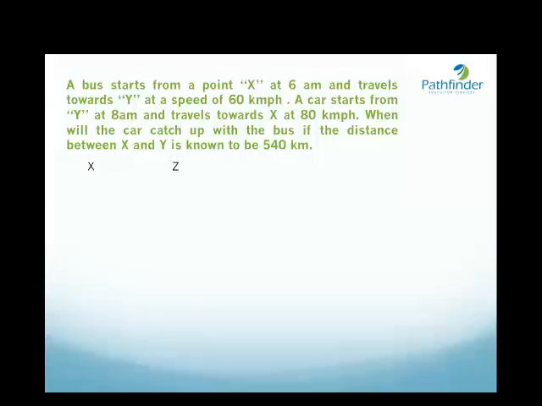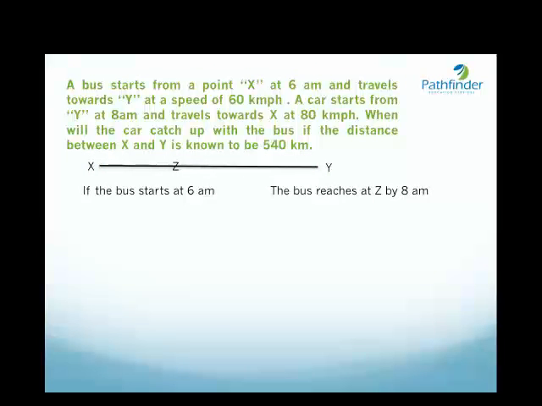Again, let us draw a schematic representation. We have X, we have Z, and we have Y. X and Y are the two endpoints. The bus starts from X and the car starts from Y. Bus starts at 6 a.m. and the bus reaches at Z by 8 a.m. You will remember that till 8 a.m. there is no question of relative speed. Relative speed will apply when the second body, that is the car, starts moving.